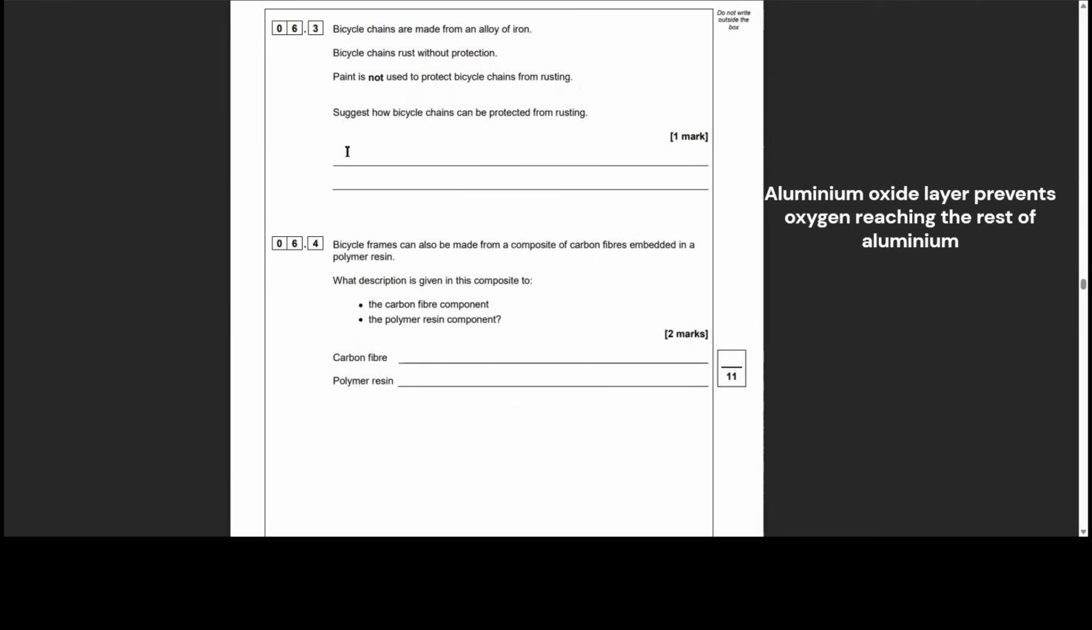So what we do with bicycle chains is oil the chain, and it's as simple as that. You put oil on the chain and it prevents the oxygen getting to the iron and forming iron oxide, and water from getting to it, because oil repels water. Painting would just give you too much friction. It wouldn't reduce the friction, which oil also does.